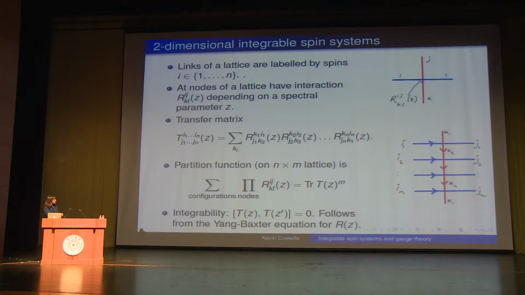Now, so far this is very general. It describes any two-dimensional lattice model. But what's special about the models we're going to consider is the integrability. And that can be expressed by saying that the transfer matrices for two different values of z commute with each other. And this follows from the Yang-Baxter equation for this R matrix, R(z).